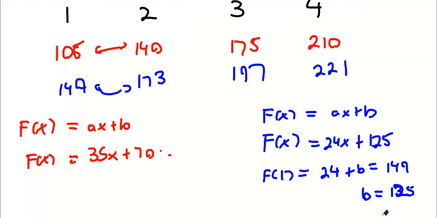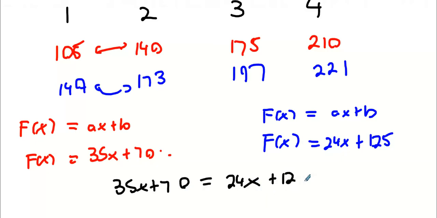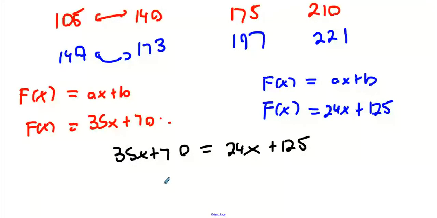We're sorted. We want to find out after how many months both plans will be equal to each other. So when does the red plan equal the blue plan? How do you write that? When does 35x plus 70 equal 24x plus 125? Move them to one side and we get, what's that? 11x equals 55. And then after that, x equals 5. x equals 1 was the end of 1 month. x equals 2 is the end of 2 months. Therefore, x equals 5 will be the end of 5 months.